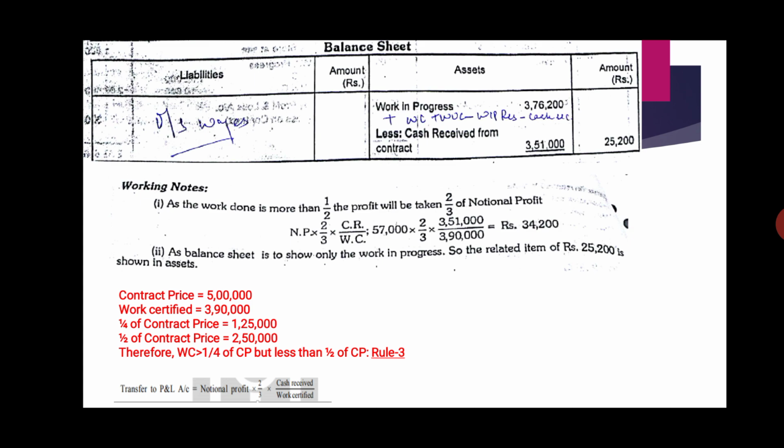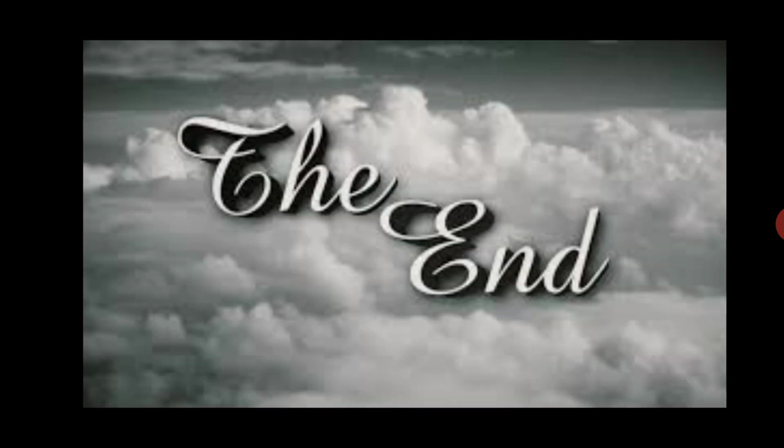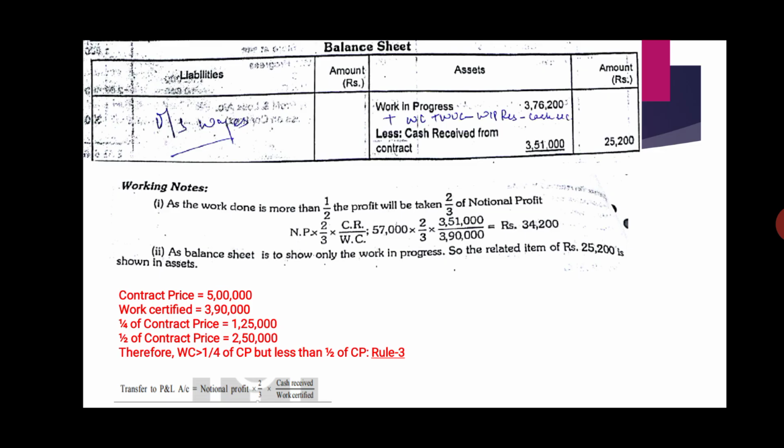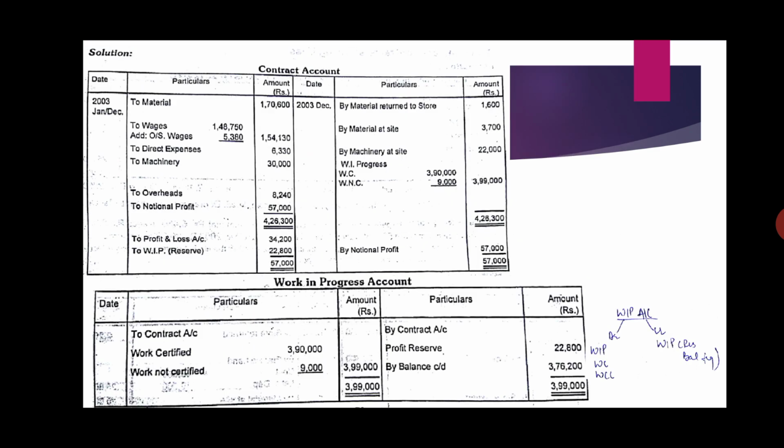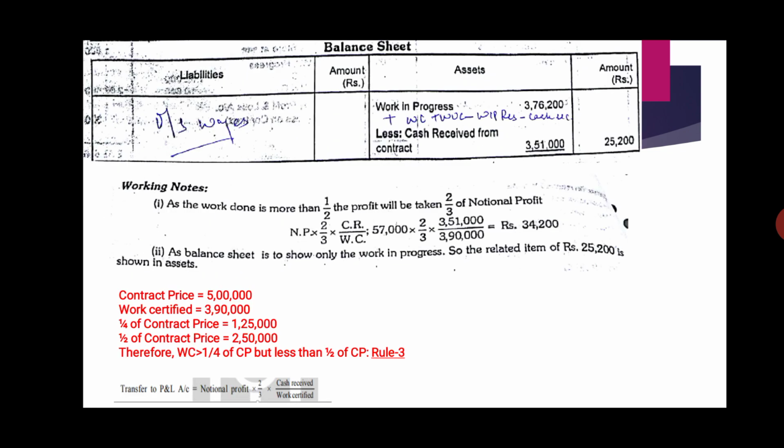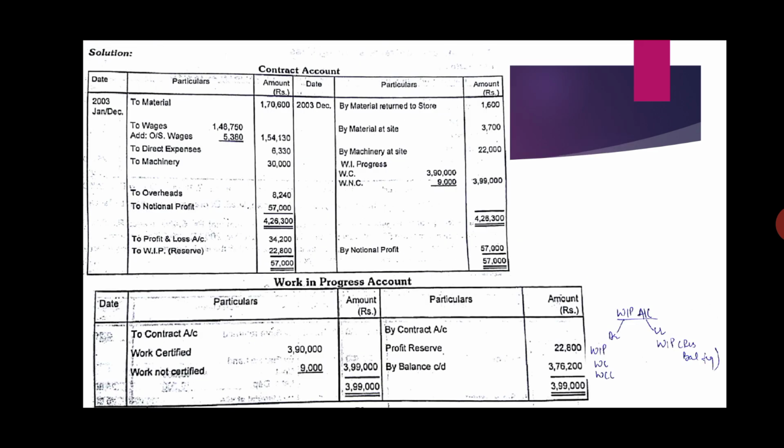So it is rule number 3. Rule number 3 says 2/3 of the notional profit into cash received by work certified. 34,200 is transferred to the P&L account and the balance has been transferred to the WIP reserve. Now why has this question particularly been taken? If they are also asking you in this question to prepare the WIP account, meaning work in progress account, then this is how the extract has to be shown.